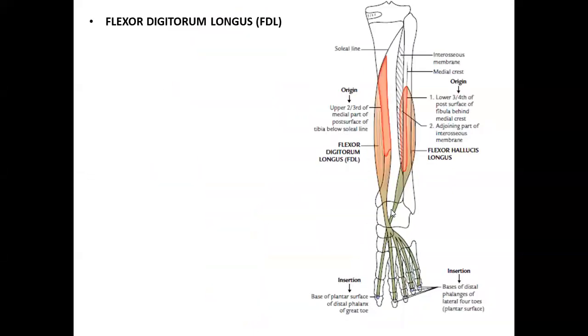Okay. Now, this muscle goes and it is inserted into the base of the plantar surface of the distal phalanx of the great toe. It's supplied by the tibial nerve. इसका काम भी क्या है? Plantar flexion of the great toe, plantar flexion of the ankle joint, and it supports the medial longitudinal arch of the foot.